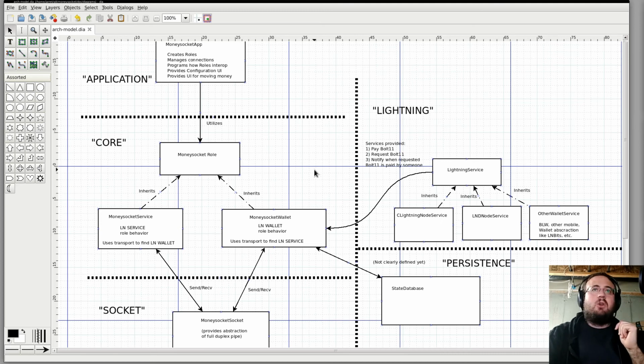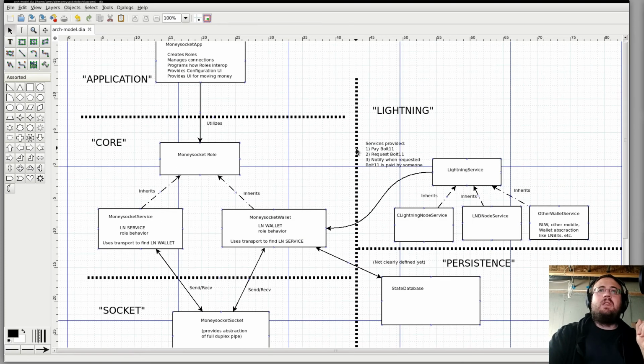I think we agreed that LNURL has some very good definitions for services and wallets, so we're going to stick with that. That wasn't in the initial implementation, but there's the idea that there's a service and a wallet, and these are sort of the two sides of the same coin. No pun intended, but yeah, that's kind of the definitions.